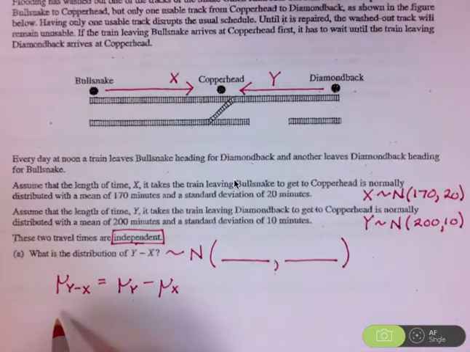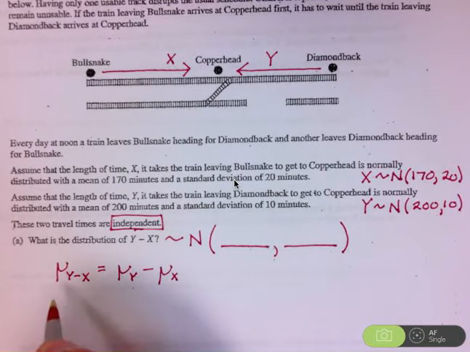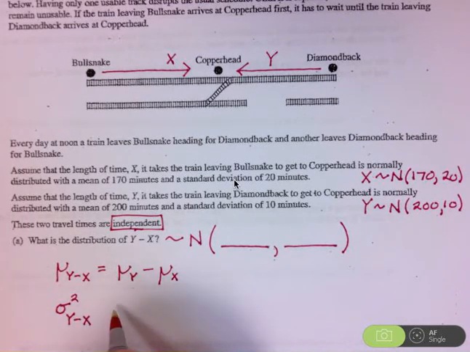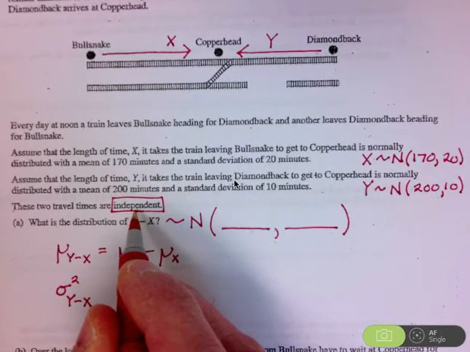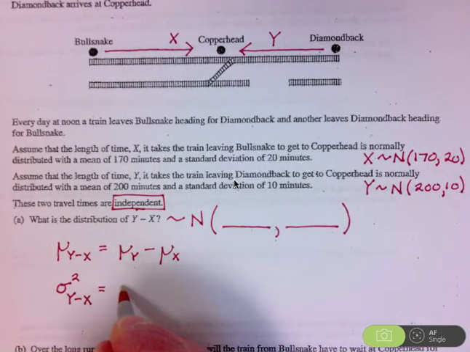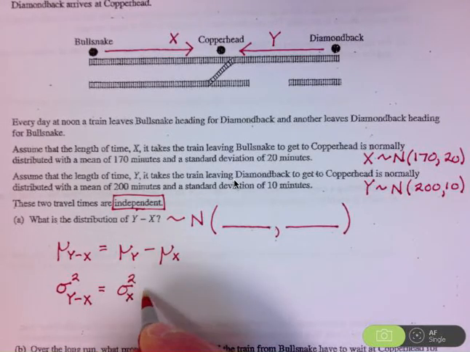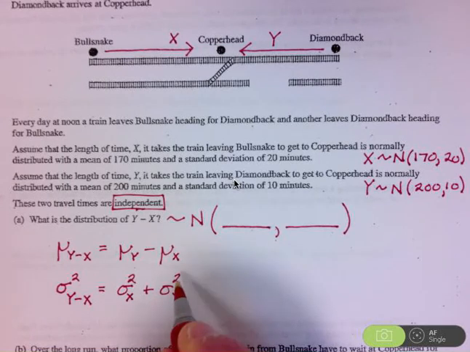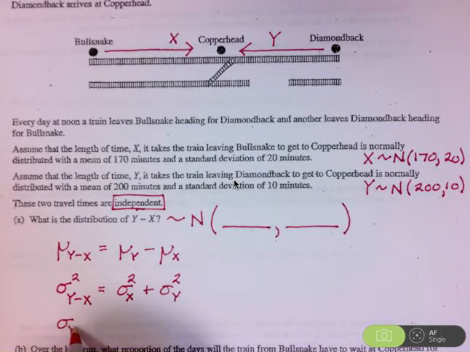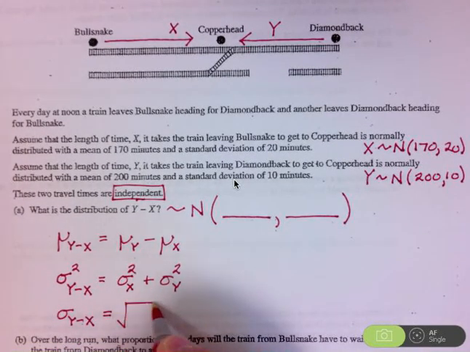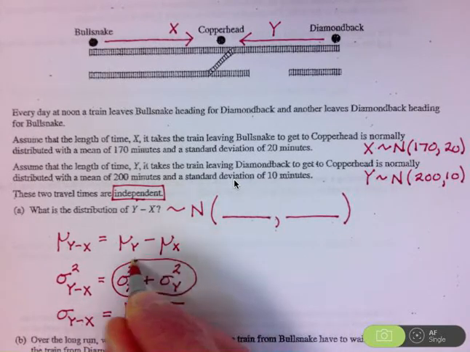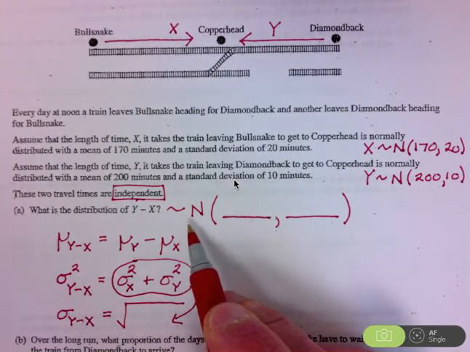So what's especially important, though, is to think about the variance. Remember, you can't just work with the standard deviations. You have to start by working with the variance of Y minus X. Because these are independent times, you can add the variances together. Remember, even though we're taking the difference of Y and X, the variances will still add. So in order to ultimately find the standard deviation of Y minus X, you have to start with the variance, and then you can take the square root of that result. So the first thing to do is to find the distribution of Y minus X.